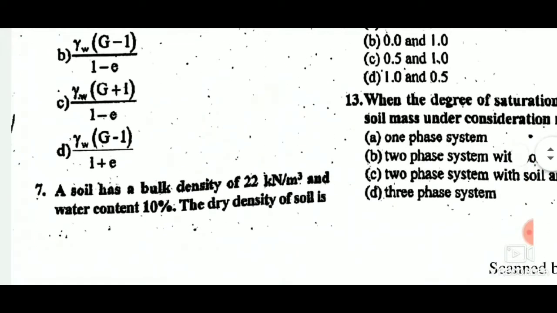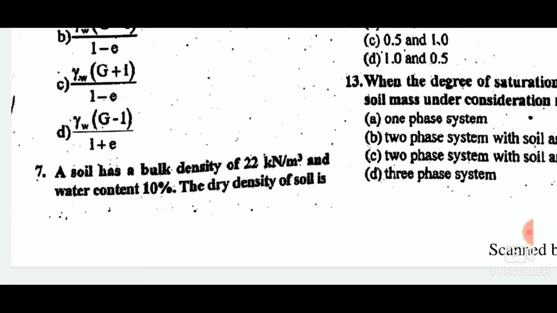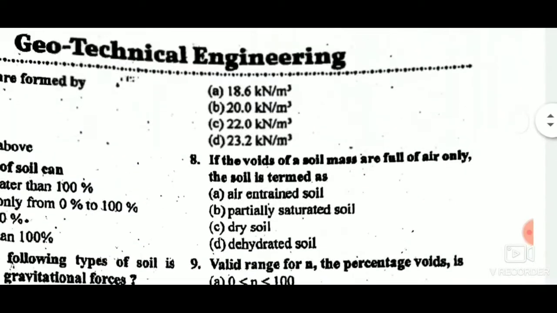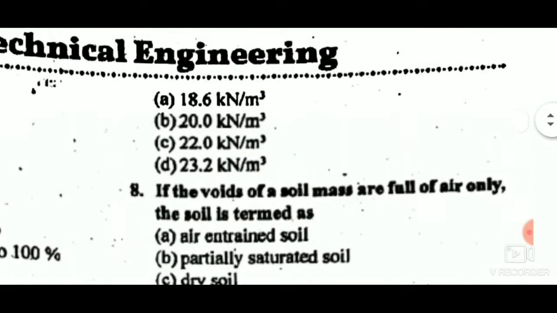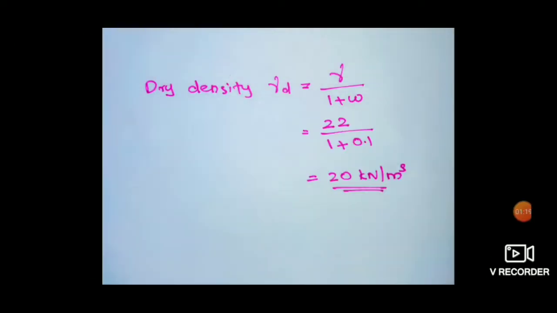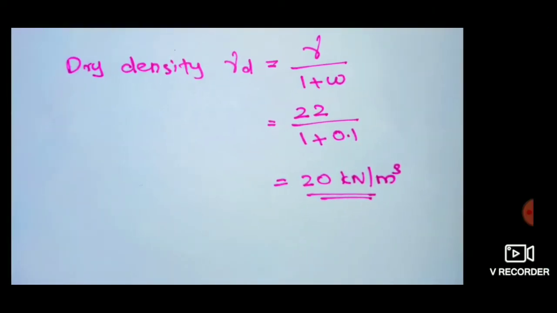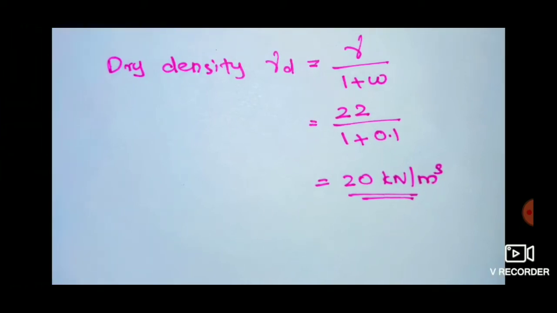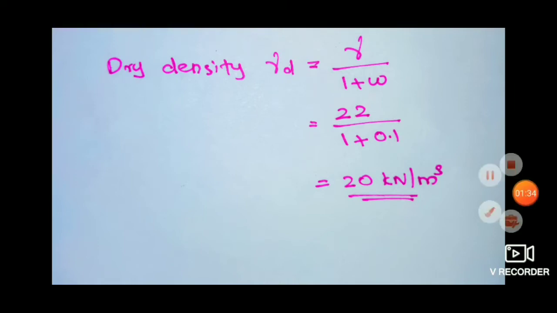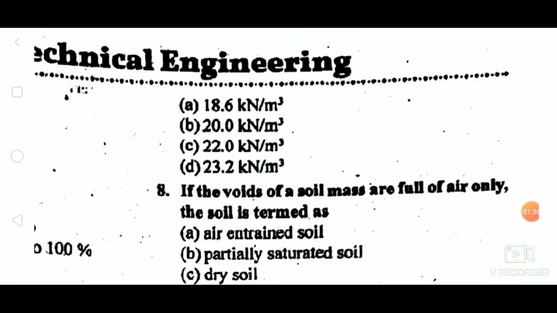Next question: the soil has a bulk density of 22 kilonewton per meter cube and water content 10%. The dry density of soil is. Here we have four options. We have one formula to find dry density: dry density gamma D equals bulk density divided by 1 plus W, where W is the water content. So here bulk density is 22 kilonewton per meter cube and water content is 10%. So the answer is 20 kilonewton per meter cube. So option B is the correct answer.